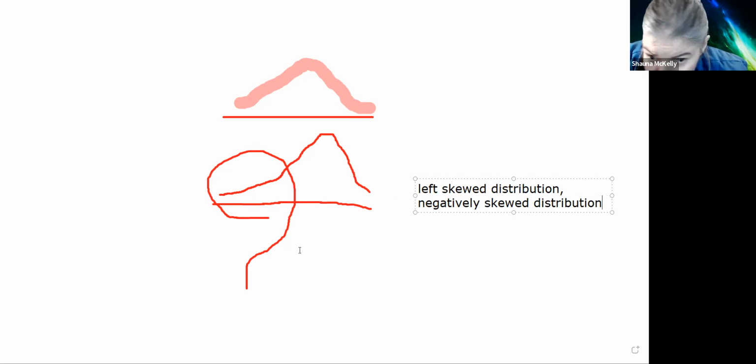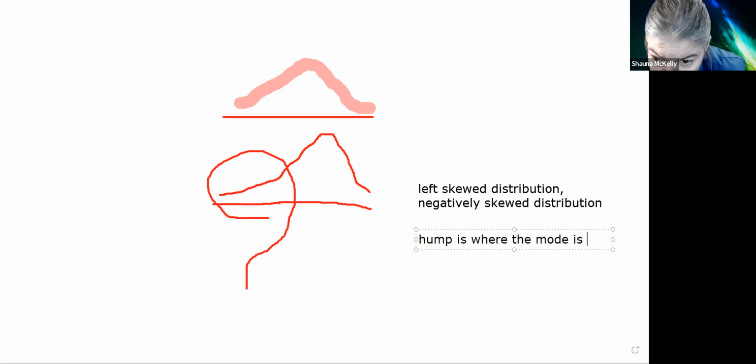So the skew is in the direction of the tail, okay? And the hump is where the mode is located. The hump is where the mode is located, and the tail is the direction of the skew.